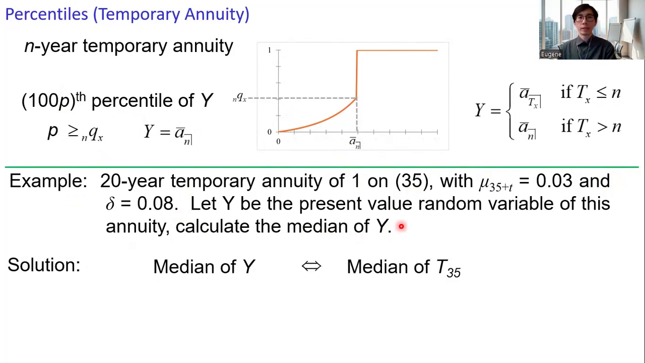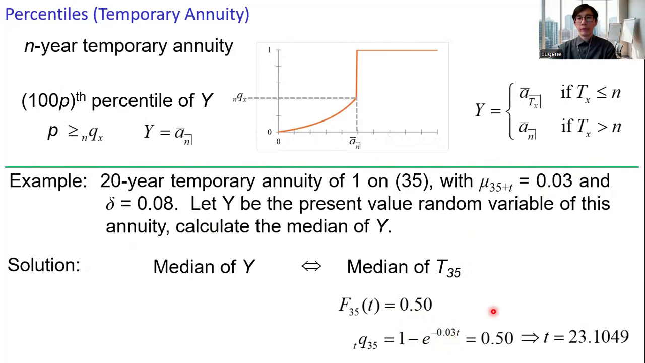The median of Y is equivalent to finding the median of T35. This one is straightforward. Constant force of mortality, we solve for T, and we get T equals 23.1049. But this is a 20-year temporary annuity. So the corresponding value for Y is the maximum, A bar angle N, in this case, A bar angle 20.